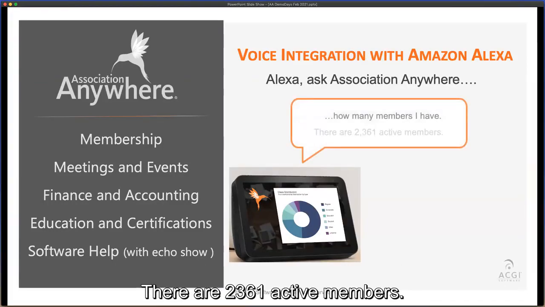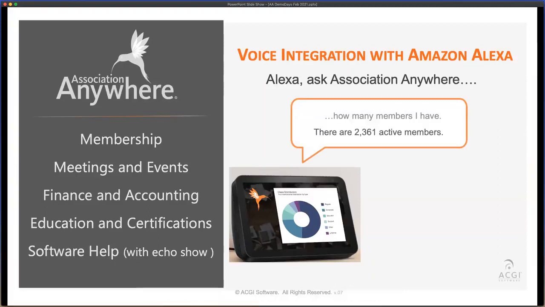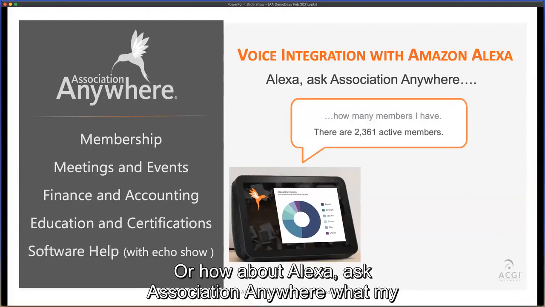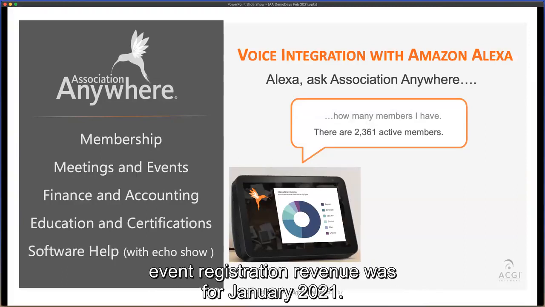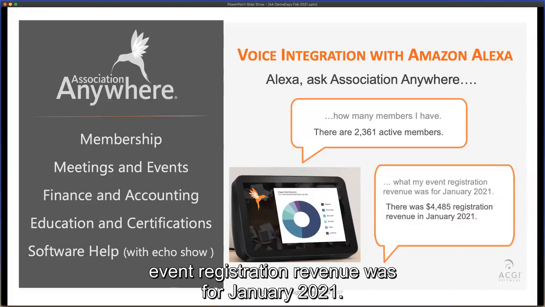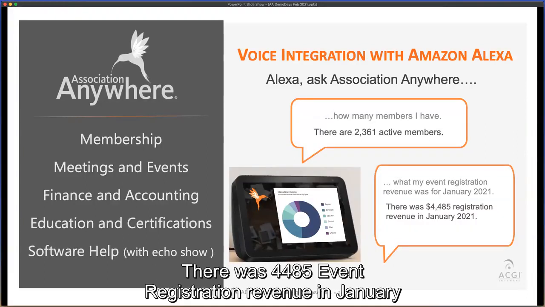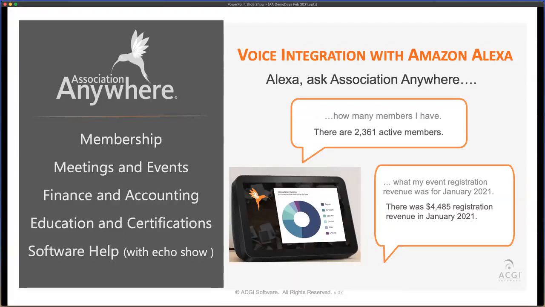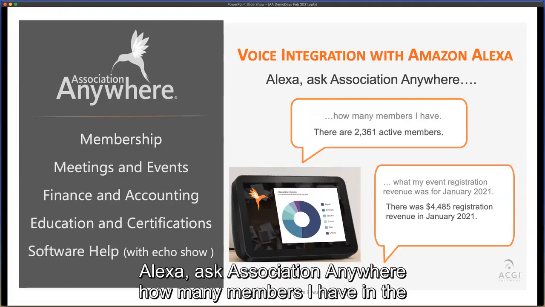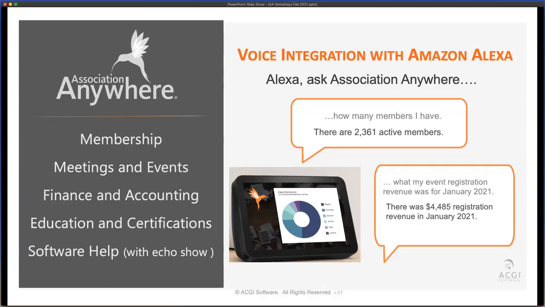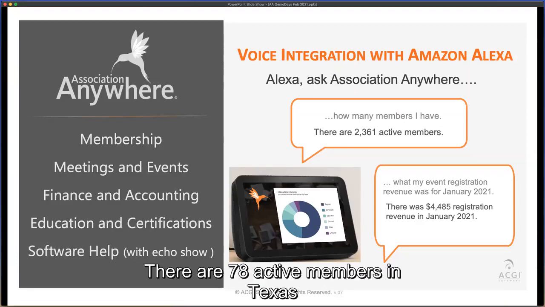There are 2,361 active members. Or how about Alexa, ask Association Anywhere what my event registration revenue was for January 2021. There was 4,485 event registration revenue in January 2021. Alexa, ask Association Anywhere how many members I have in the state of Texas. Giddy up. There are 78 active members in Texas.